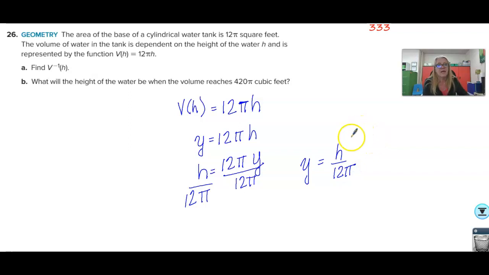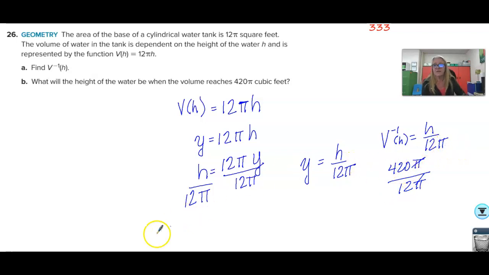All right. And then we would take the y out, and we would say V to the negative 1 of h equals h over 12 pi, right? And then you would take the 420 pi, and you would put it here in the h. And watch what happens when you do that. If you put 420 pi over 12 pi, what cancels there? The pi's do. Okay, then you just do the 420 divided by 12, and you will have your answer.